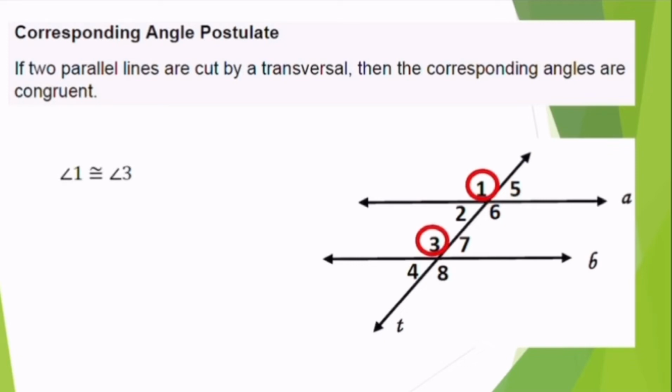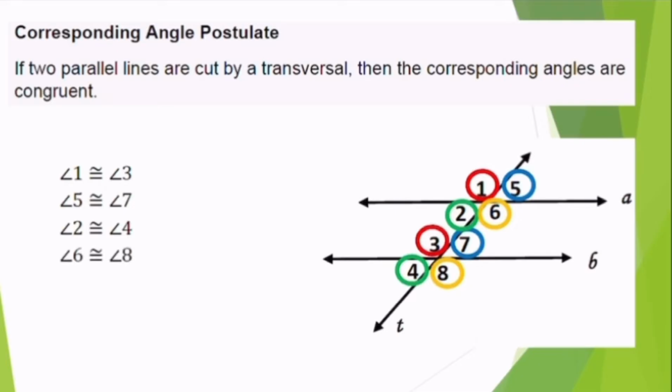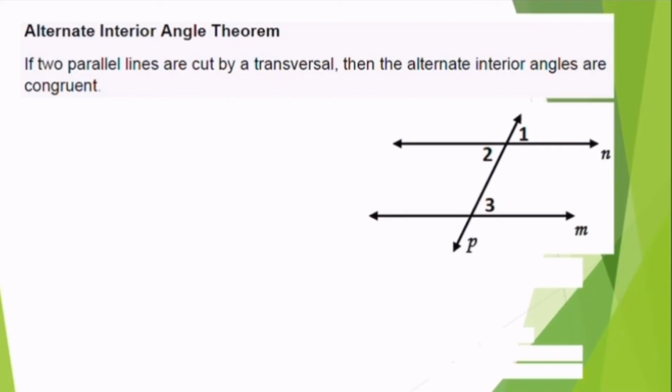Angle 1 is congruent to angle 3. Angle 5 is congruent to angle 7. Angle 2 is congruent to angle 4. And angle 6 is congruent to angle 8. That is what the corresponding angle postulate is all about. Next, let's proceed to the alternate interior angle theorem.